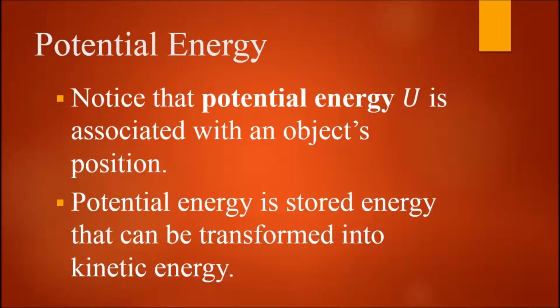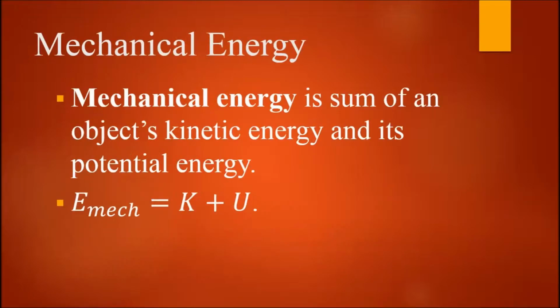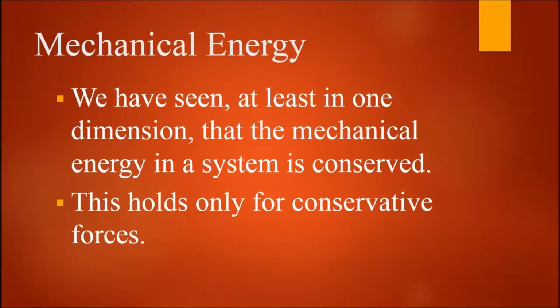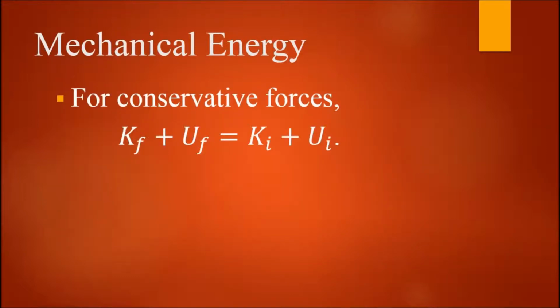So notice that potential energy, which we denote with the symbol U, is associated with an object's position. And as we will see, potential energy is stored energy that can be transformed into kinetic energy. The mechanical energy of a system is the sum of its kinetic energy and its potential energy. And as we have seen, at least in the case of one dimension, the mechanical energy of a system is conserved. However, this holds only for conservative forces, and we will discuss conservative versus non-conservative forces in detail. So for conservative forces, the final mechanical energy of a system is equal to the initial mechanical energy of the system.